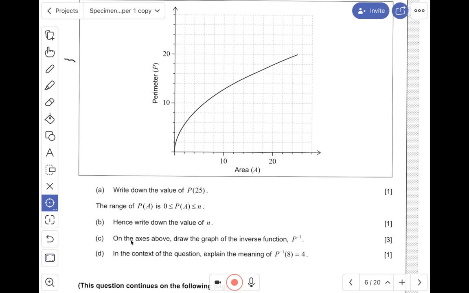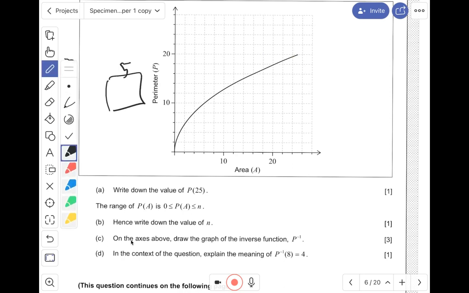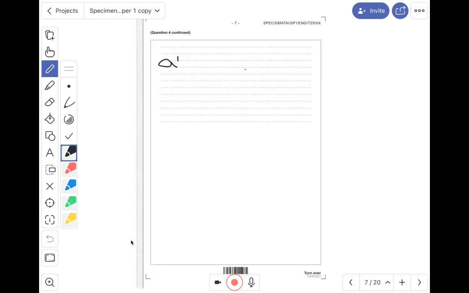Well, if you look at the scale here, it's 2 every tick mark on the x-axis. So 25 is about here. Go on up, come across, and you see that the perimeter is... area. So this is a 5 by 5 square. That's going to give you a perimeter of 20. Okay, so the function works. Okay, so that's the answer to A. P of 25 is equal to 20.